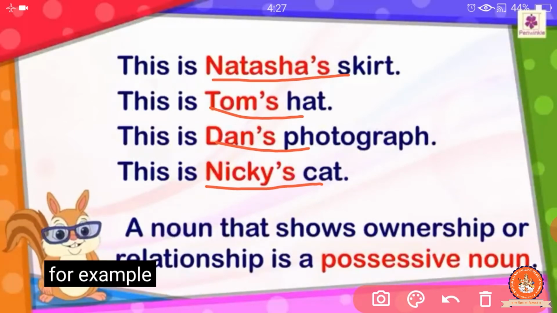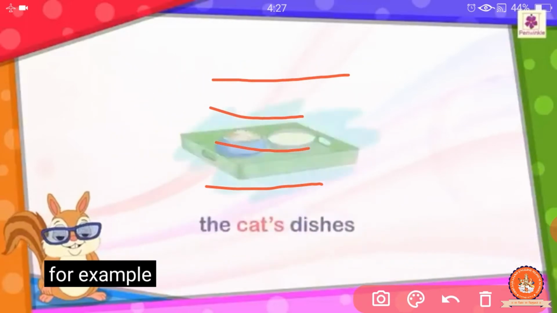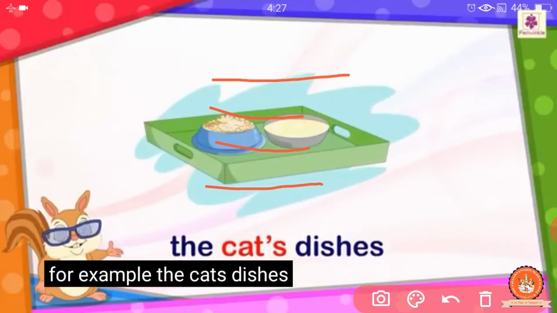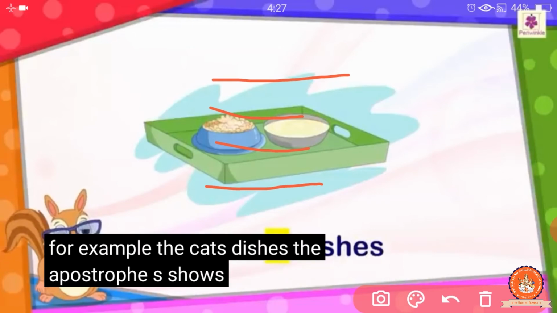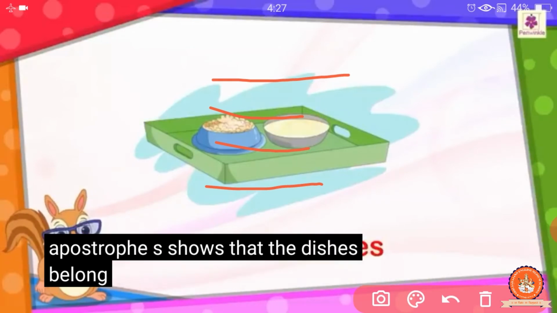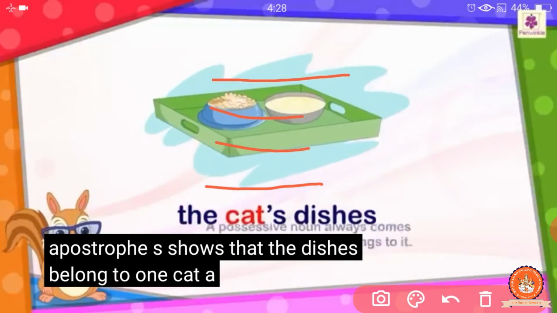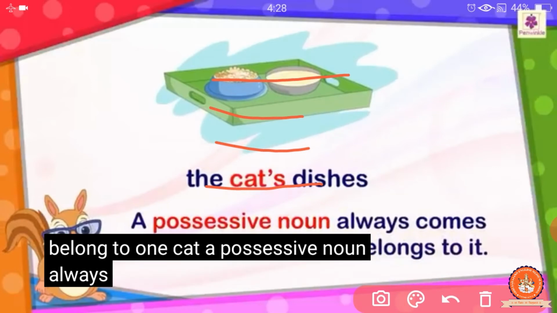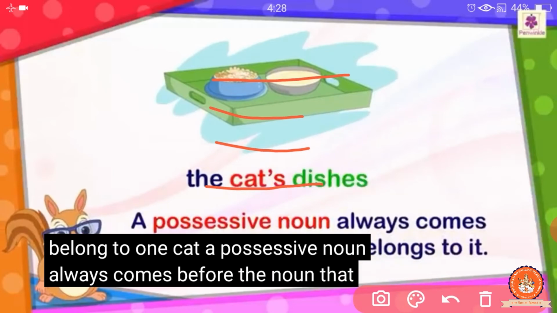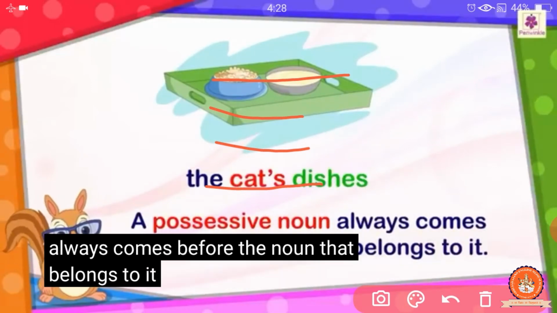For example, the cat's dishes. The apostrophe S shows that the dishes belong to one cat. A possessive noun always comes before the noun that belongs to it.